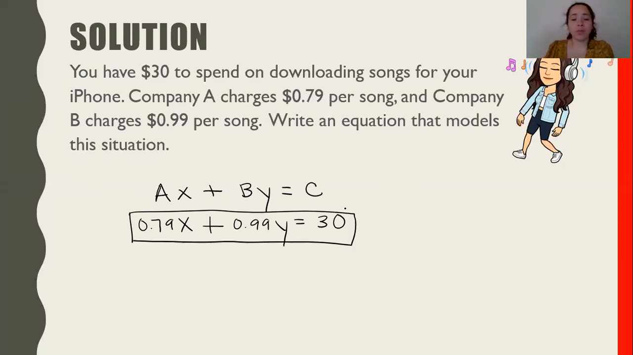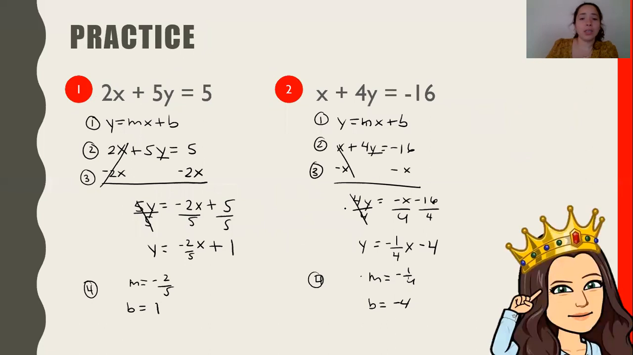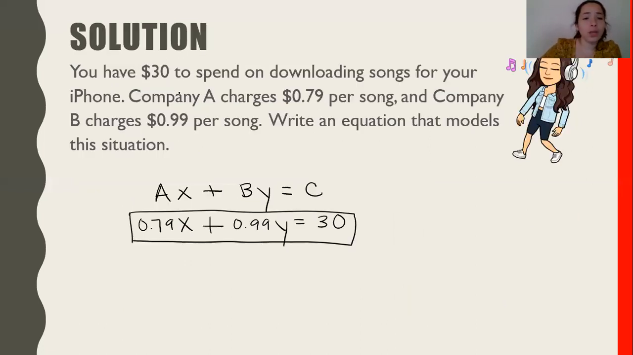And notice that's something that we've been working on. If we go to our previous slides, notice that this equation was 2x plus 5y equals 5 for question number 1. It looks similar to this. The only difference is it has decimals, and that's because we are talking about money.